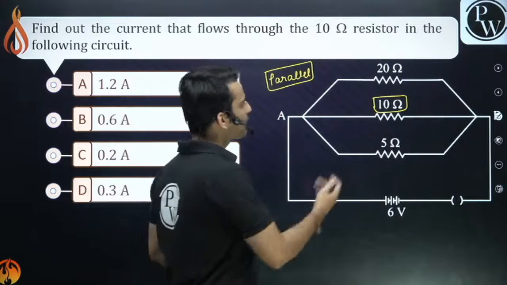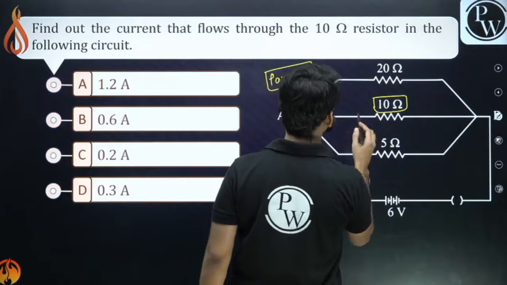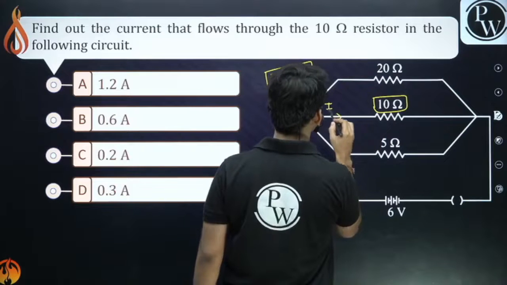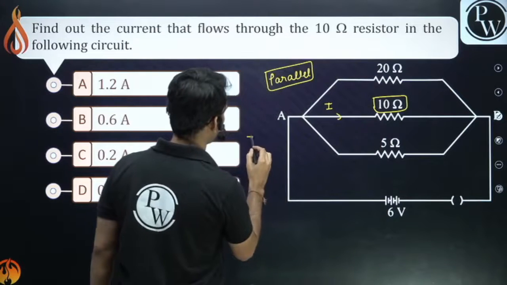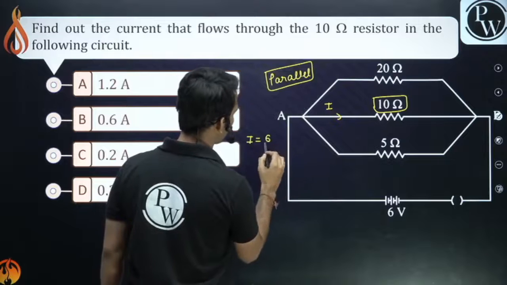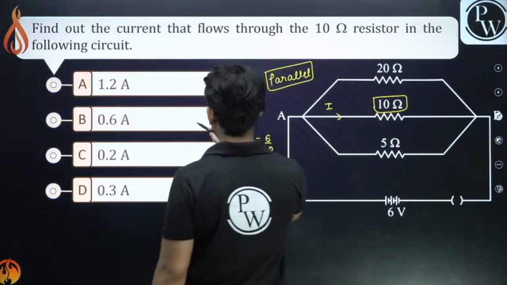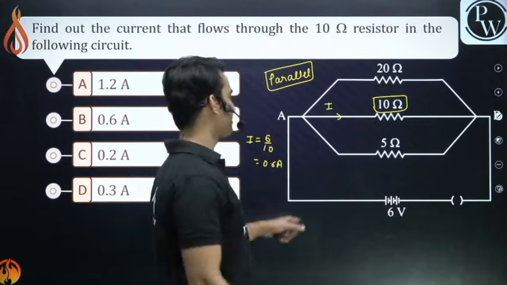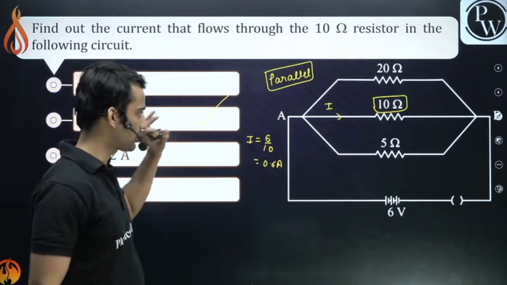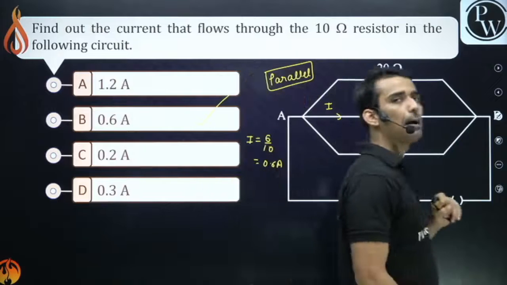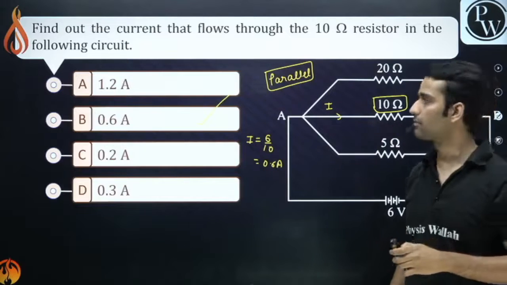The voltage across the battery is the same as the voltage across all the elements. Clear? So if I ask you to find the current through this, what is the current I through this? By Ohm's law, current would be voltage upon resistance. Isn't it 0.6 ampere? Direct question. 0.6 ampere. Just use the concept that voltage is the same in a parallel combination.